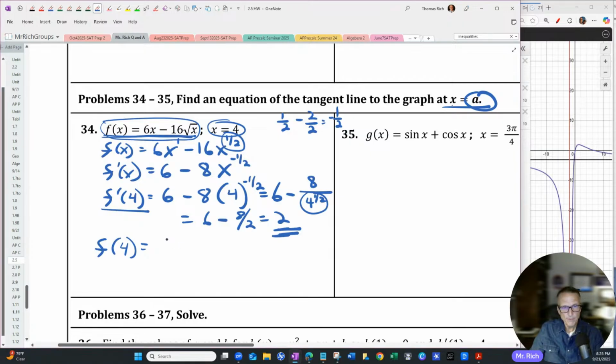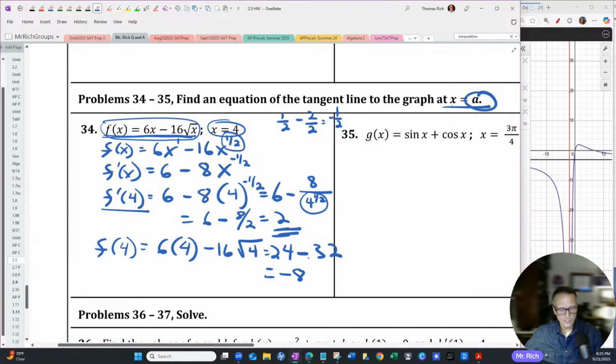So I'm just going to type in here 6 times 4, plug the 4 in for x, minus 16 times the square root of 4. Well, that's 24 minus 16 times 2. That would be negative 32. 24 minus 32 is negative 8.